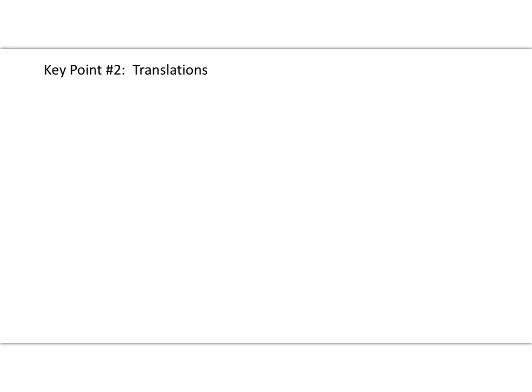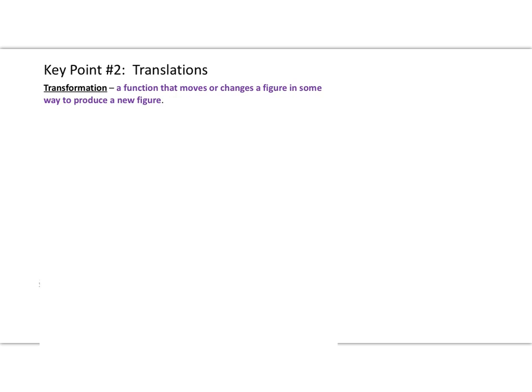All right, let's move on to key point number 2, which is translations. This entire unit's all about transformations. Well, a transformation is a function that moves or changes a figure in some way to produce a new figure. So the first one we're going to learn about in this unit is translations. And that's a transformation that moves every point of a figure the same distance in the same direction. In other words, slide.